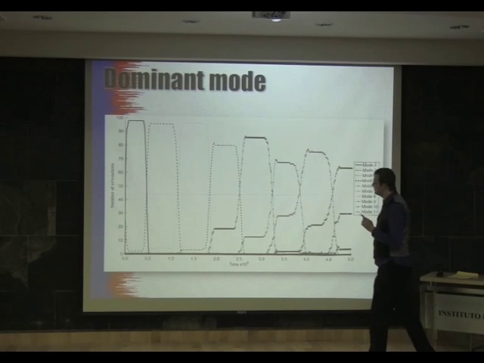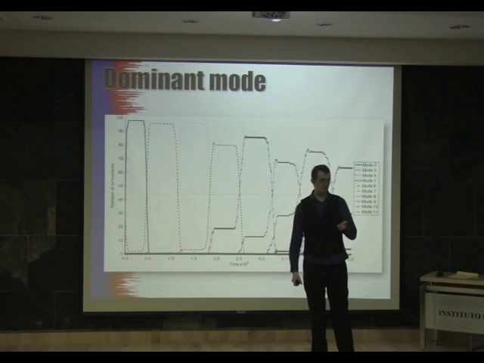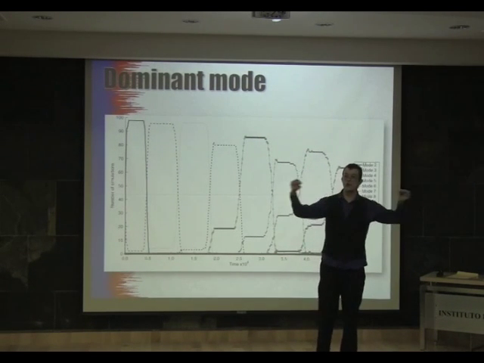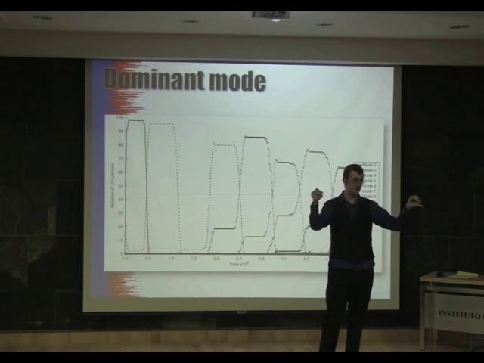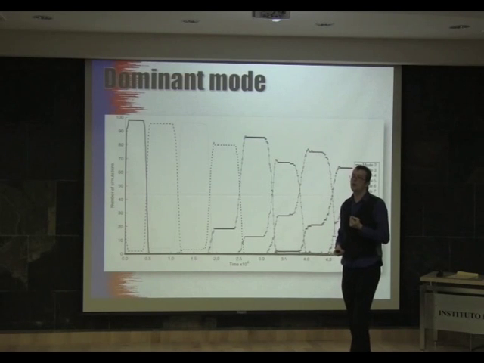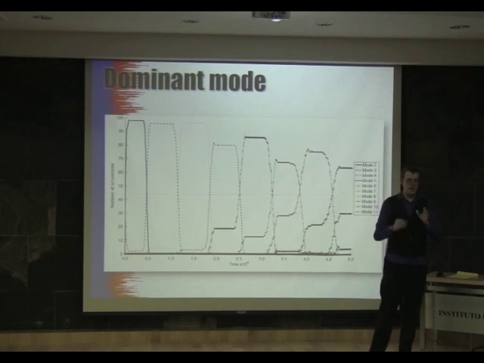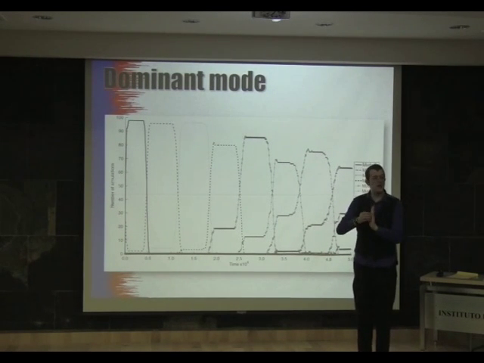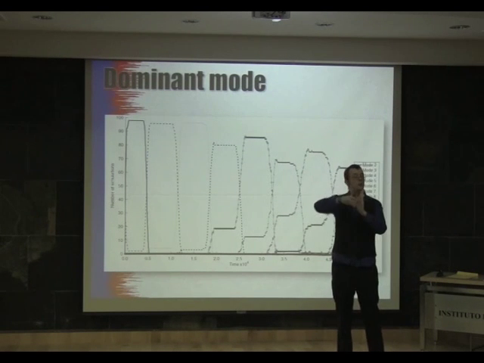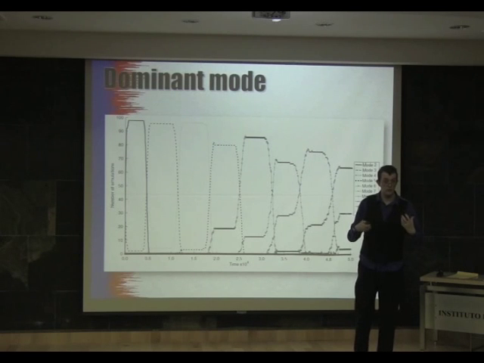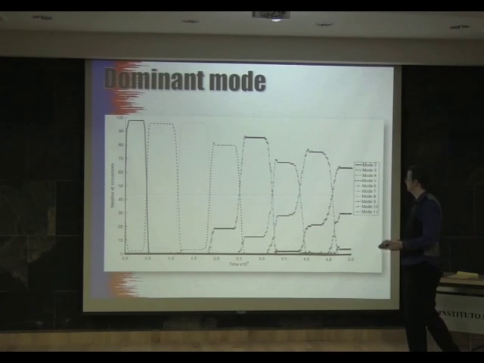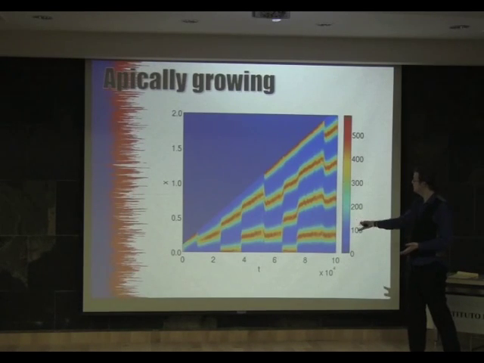But this is on a uniformly growing domain. It's like you've got a rubber band and you're stretching it. All the points are growing, either stochastically or deterministically. What about if we only grow apically? If we only grow at one side, then you're restricting where the new peaks can be added. And this is a great way of actually producing a robust simulation. This is what we'll see here.